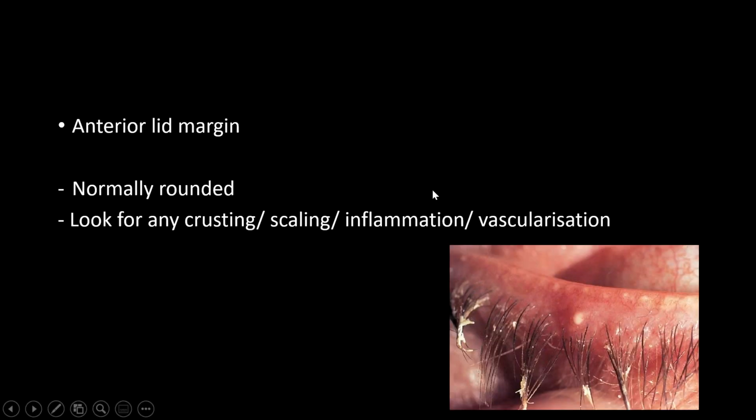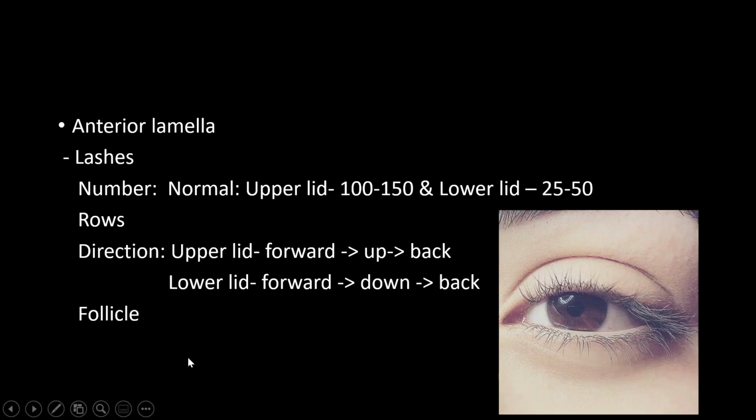So anterior lid margin is usually rounded, okay? And on the anterior lid margin, you're supposed to look for any crusting or scaling because that will suggest that the patient has a squamous blepharitis, okay? Or if there's ulceration, that suggests an ulcerative blepharitis, right? Or any signs of inflammation or increased vasculature, you should look for in the anterior lid margin in the lamella.